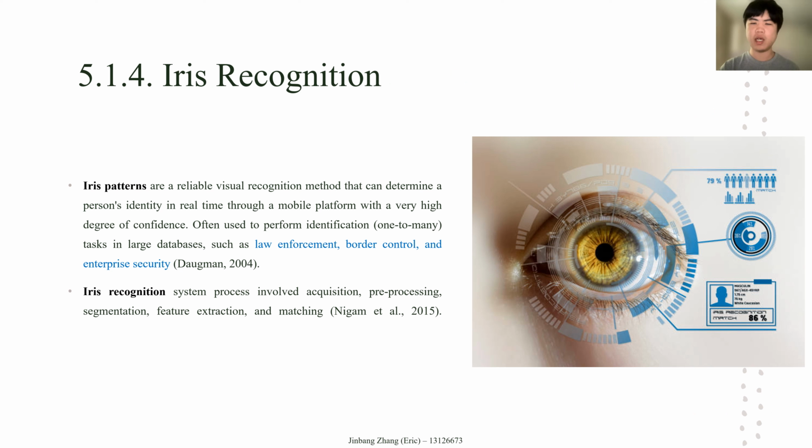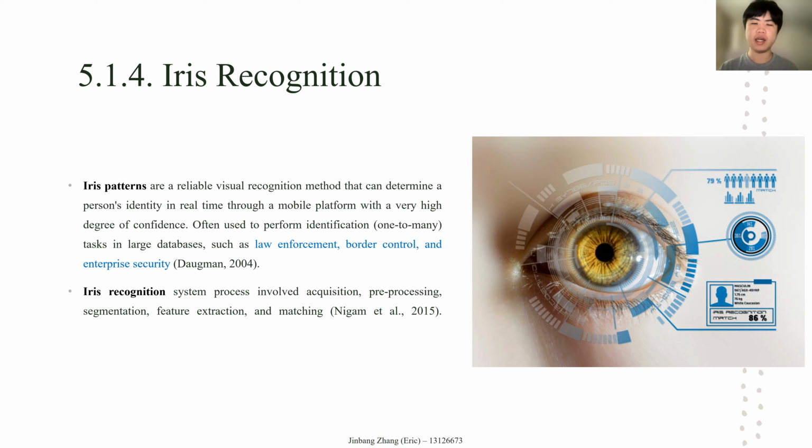Iris patterns are a reliable biometric identification method that can determine an individual's identity in real time via mobile platforms. With a very high level of convenience, they allow identification tasks to be performed in large databases with surprisingly high accuracy. So why is the iris pattern reliable? The human face is an active three-dimensional object whose image varies according to the angle, lighting, and age. For example, even the best algorithms performing recognition on images a year apart have an error rate of 43% to 50%. The iris is an internal organ of the eye.